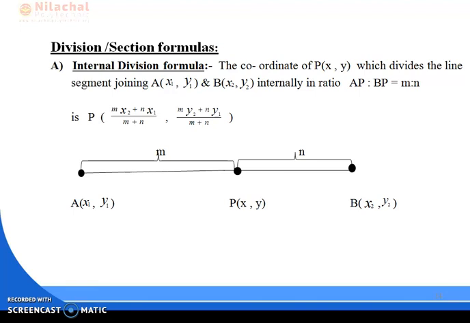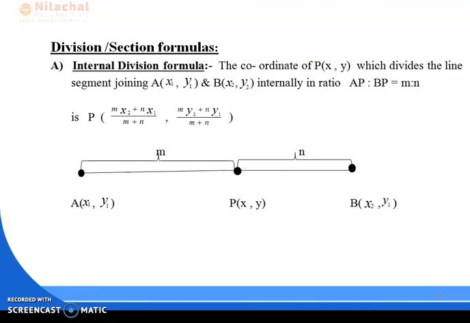Today our chapter number is 3 and chapter name is Two-Dimensional Coordinate Geometry. Today our topic is division or section formula. First of all, there are two types of division or section formula. One is internal division formula, another is external division formula. Or you can say internal section formula and external section formula.